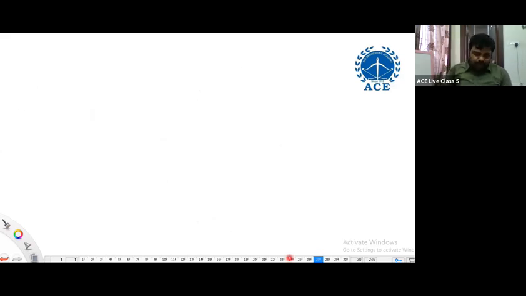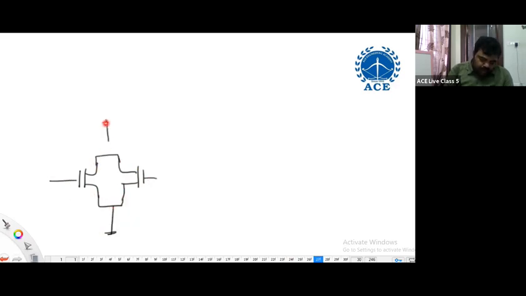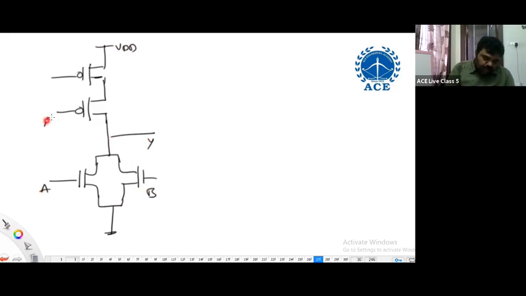If I want to implement the NOR function, what is here? ORing means two switches are in parallel, and the same switches which are connected in the pull-up network will be in series. Here it is VDD. Then here it is Y. A, B. I'm assuming that you can analyze why we are getting A plus B whole bar. That you can analyze.